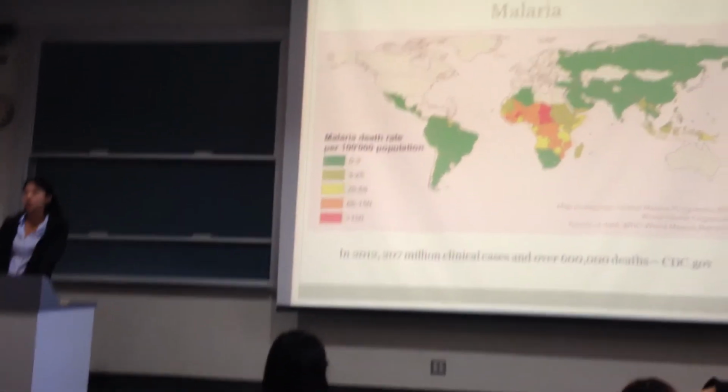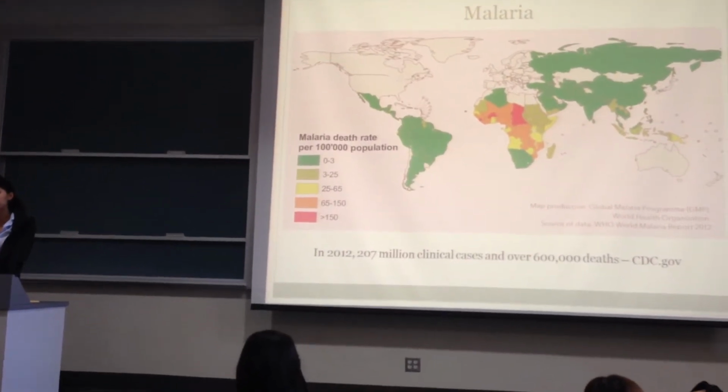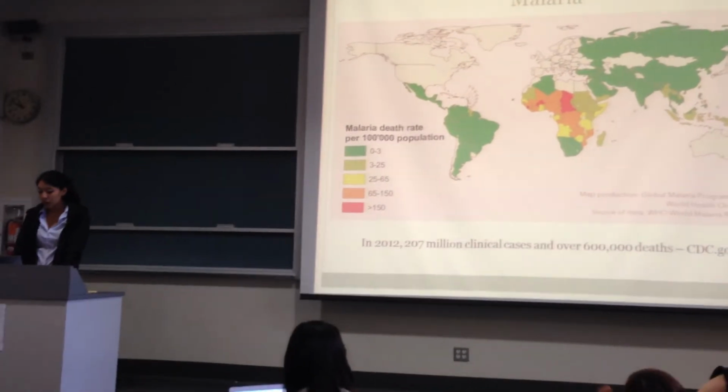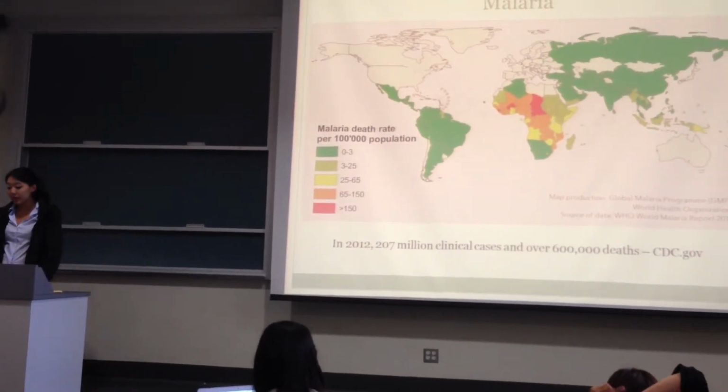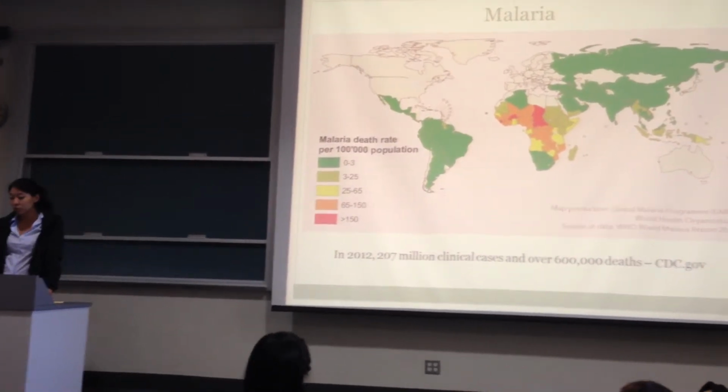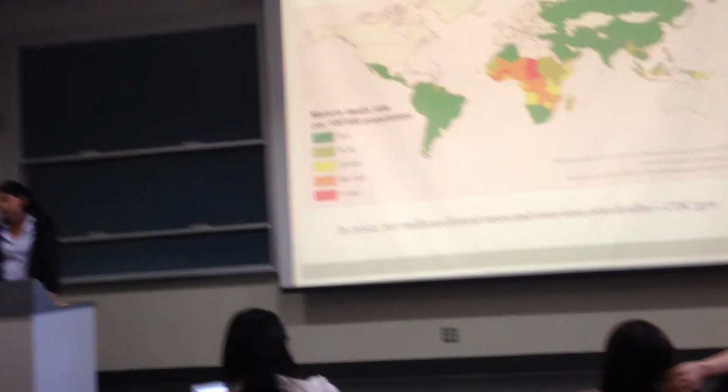Malaria is caused by parasitic protozoans and is one of the leading causes of death in children. In 2012, 207 million cases and over 600,000 deaths were reported to the CDC, with over 90% of those deaths occurring in Africa.